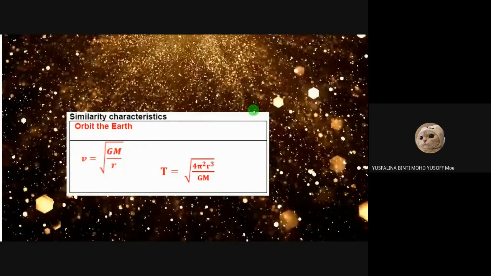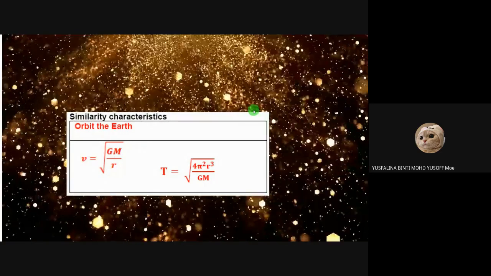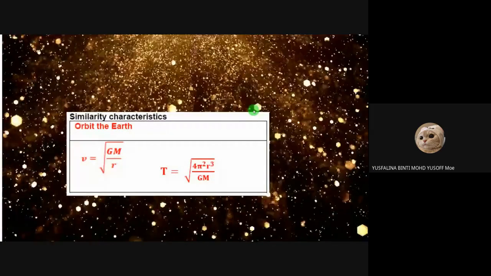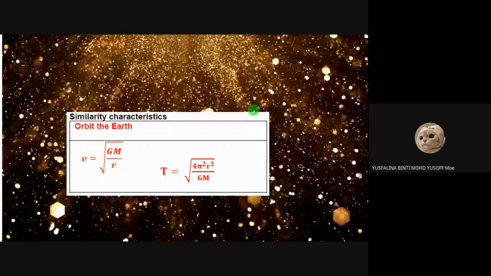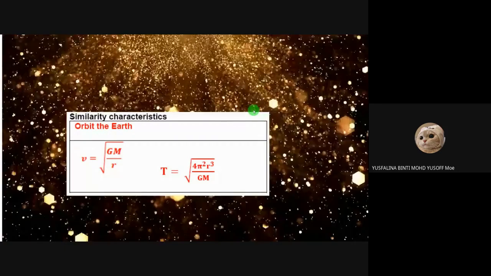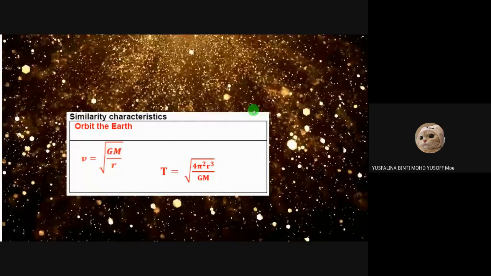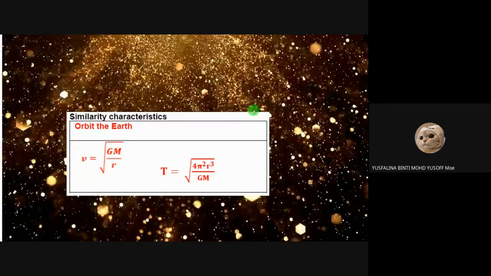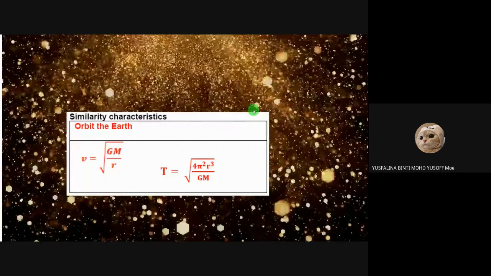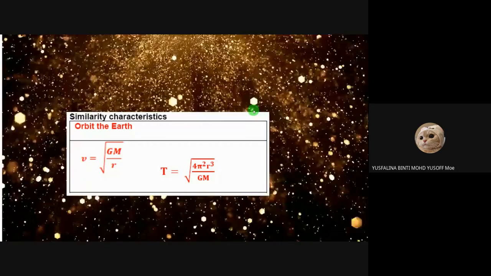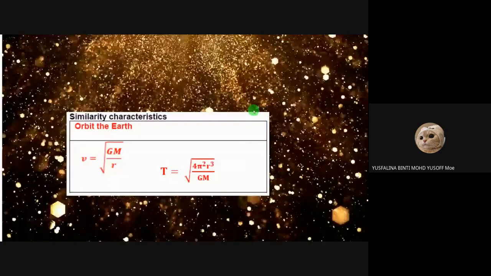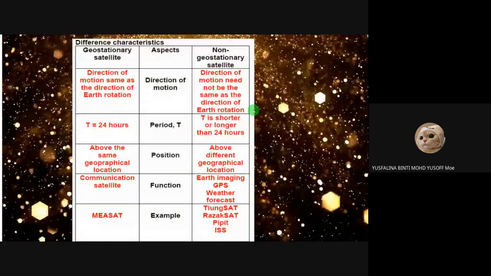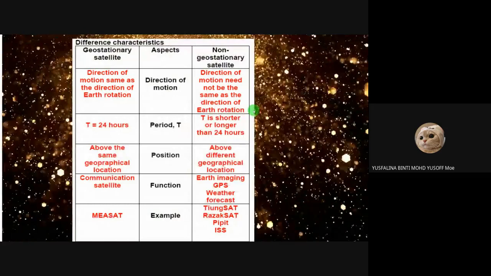Let's say you want to calculate the period for satellite A, you can use this equation. If you want to calculate for satellite B, which has a different radius, you can use this one. So for both the geostationary and non-geostationary satellite, you can use this equation. So this is the similarity. Just now what we learned was only the differences, so we compare the geostationary satellite and the non-geostationary satellite.